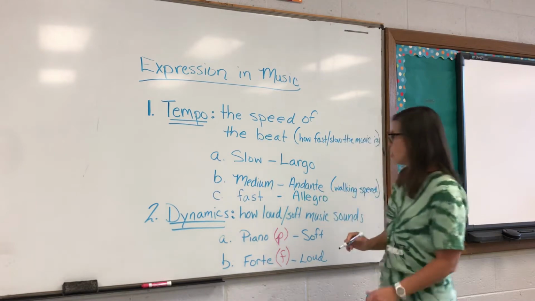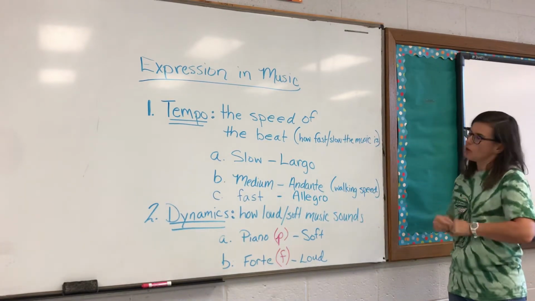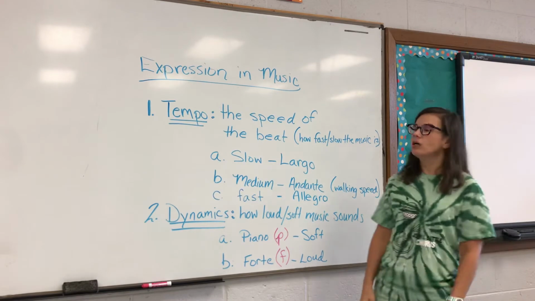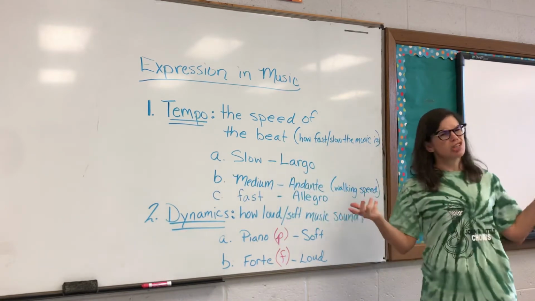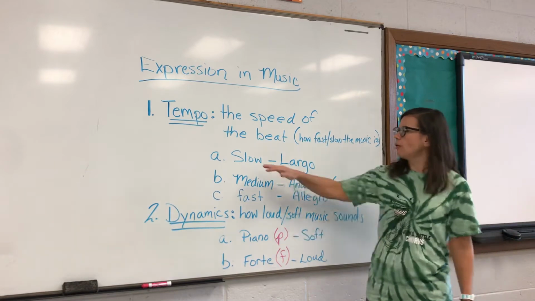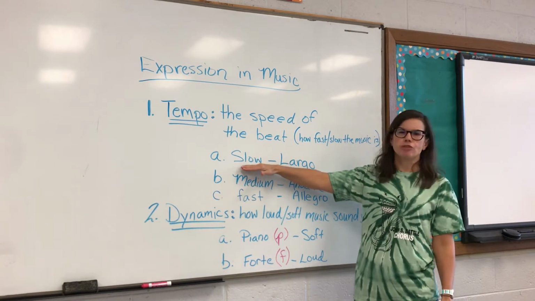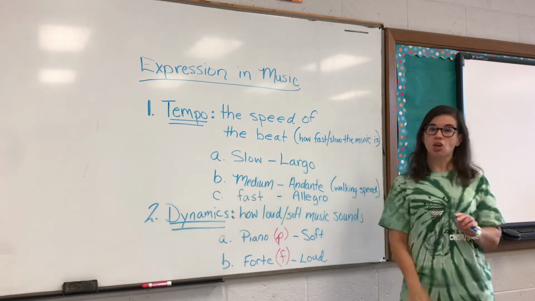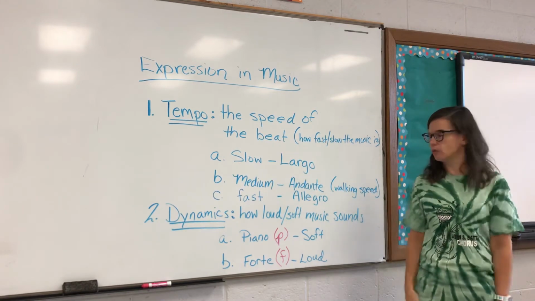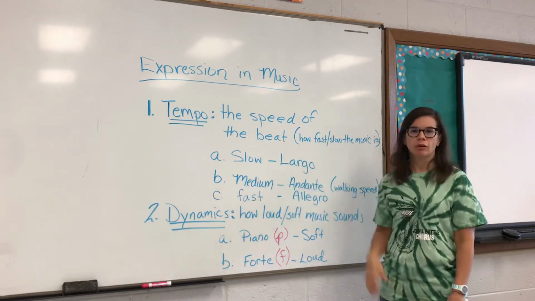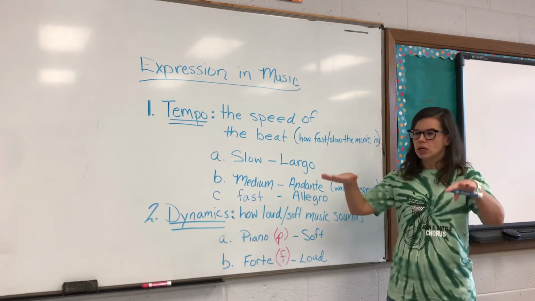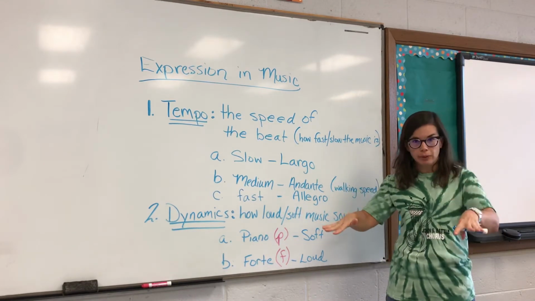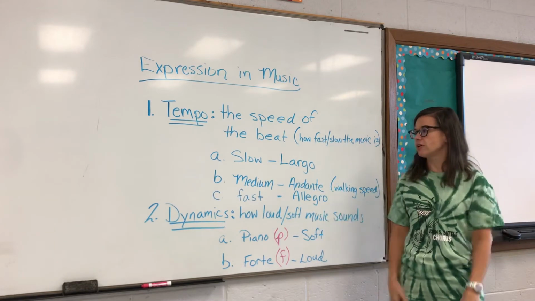I'm going to share with you the Italian words for these. There are actually many more tempos than these three, but we're just going to talk about these basic ones. In music, the Italian word for slow is largo. It's not pronounced the way it looks, but it's largo. Think of a turtle. Think very slow. The speed of the beat is slow, a very slow song.